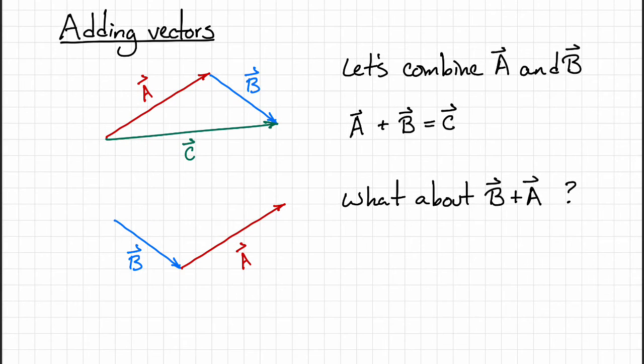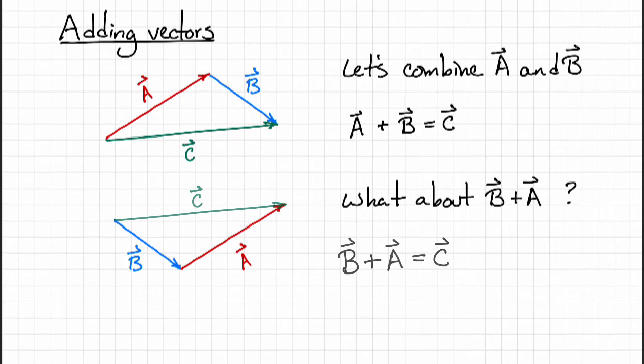If we reverse the order and add vectors B and A together, we still end up with vector C. Like with real numbers, vector addition is commutative.